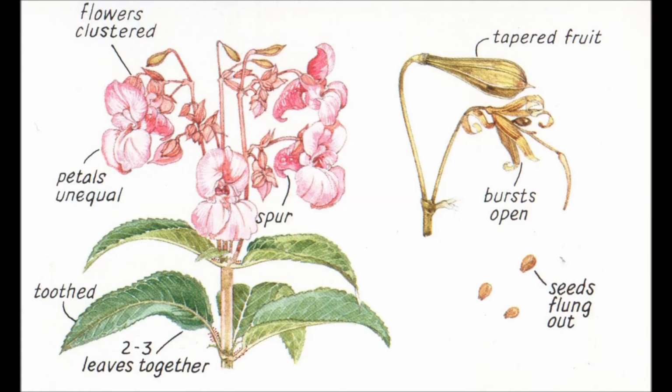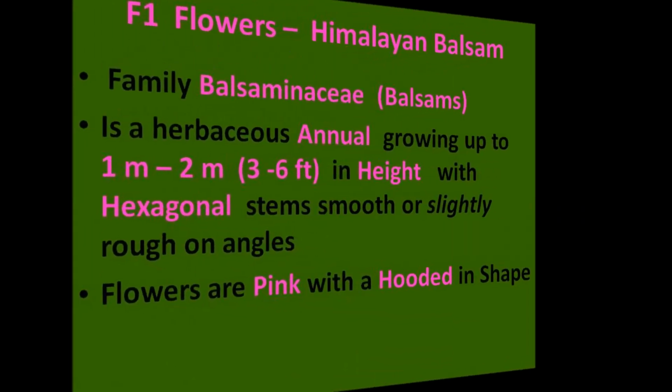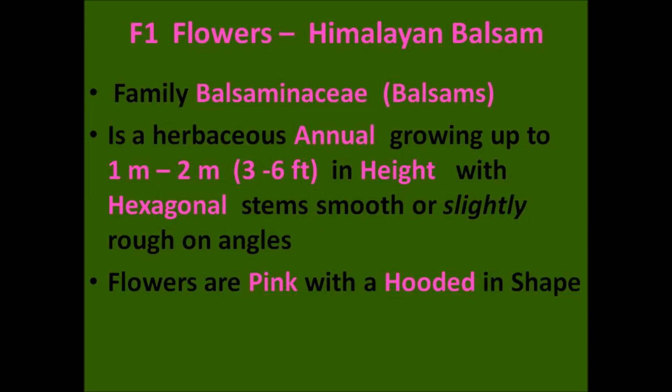Before we embark on our journey into the field, we recap on the features and characteristics which will enable us to identify it and find it in the field. Himalayan balsam is a member of the family Balsamaceae. It is a herbaceous annual growing up to 3 to 6 foot in height, with hexagonal stems which are smooth and are often red in colour. The flowers are pink with a hooded shape.